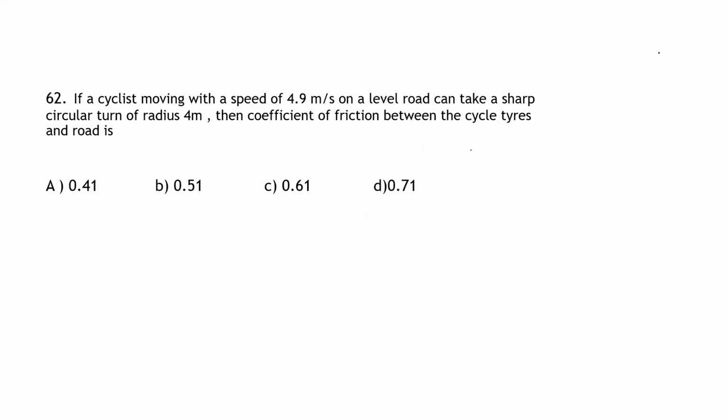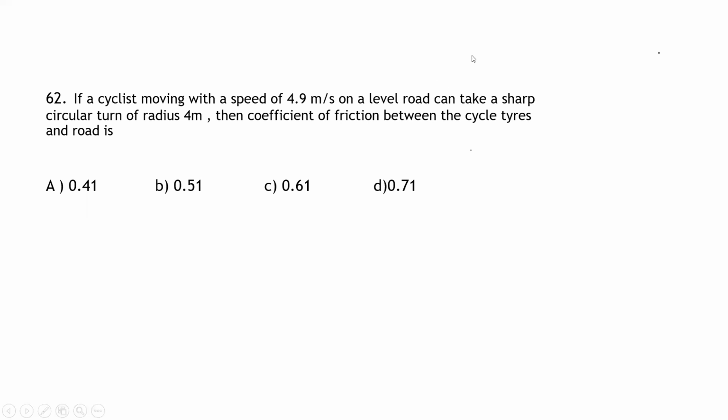If a cyclist is moving with a speed of 4.9 meter per second on a level road, he can take a sharp circular turn of radius 4 meter. So the radius is given, and the speed of the man is given, it is 4.9 meter per second. Then the coefficient of friction between the cycle tire and the road is, so we need to calculate the coefficient of friction. Here they have given that it is a level road.